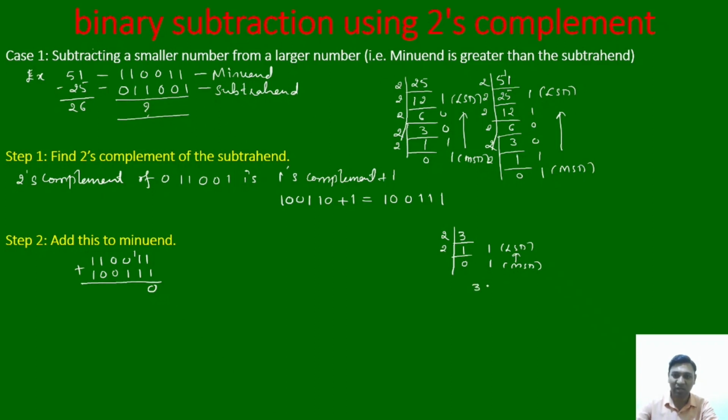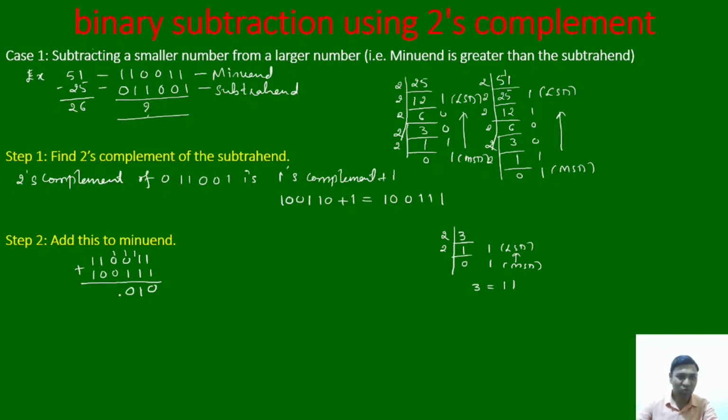So here 3 is equal to what? 1 1. Correct? So here 1 plus 1 is what? 3. 3 can be written as 1 1. So 1 is carry and 1 will become the sum. Again 1 plus 1 is 2. 2 can be written as 1 0.